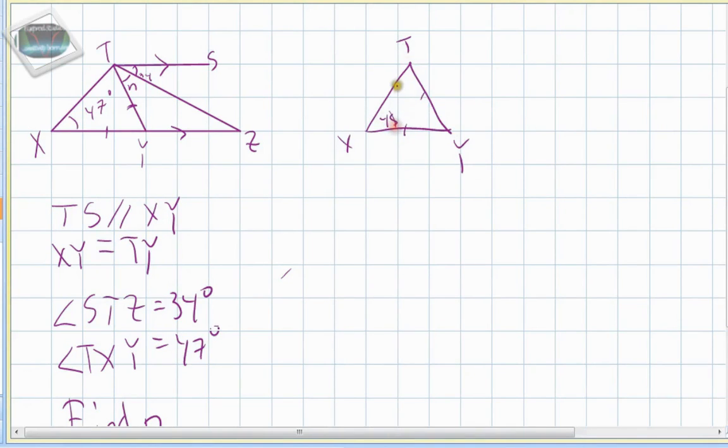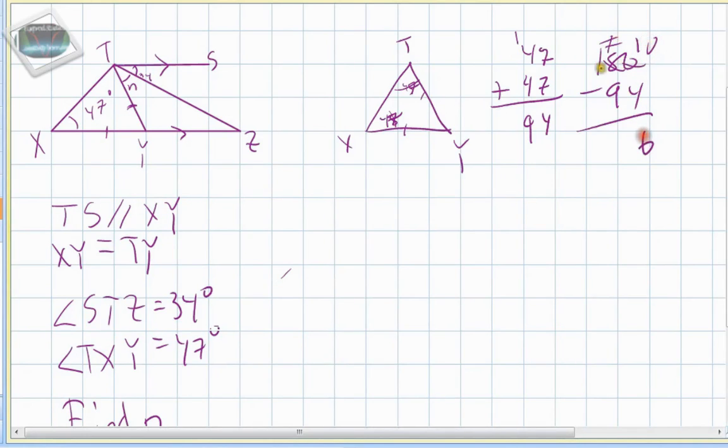Okay, so if this is 47 degrees, that means that this angle is also 47 degrees. So these are both 47 degrees. And a triangle has 180 degrees. So I'm going to add up the 47s. Okay, so 94. And then I'm going to take 180 minus 94, and this becomes 86. Okay, so we have 86 degrees right here. So that's this angle right here. This is 86 degrees.